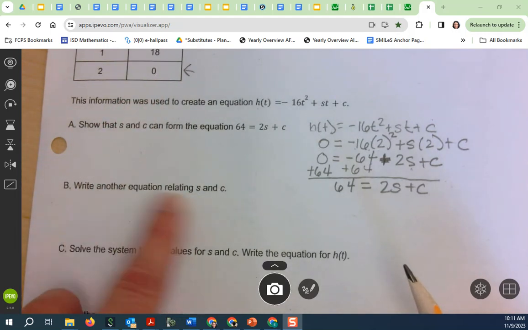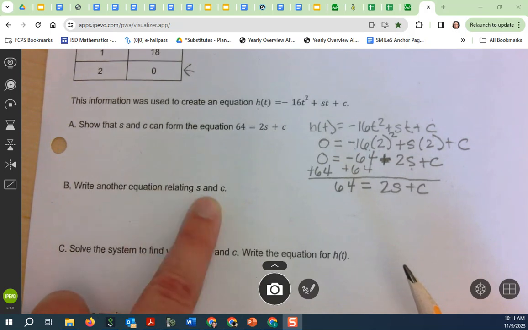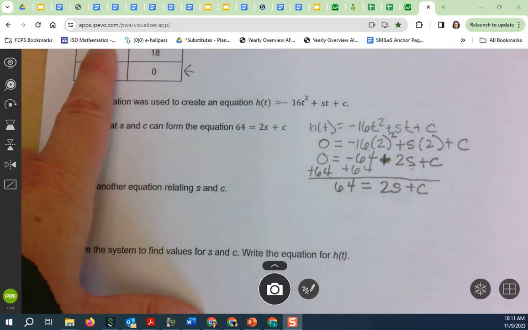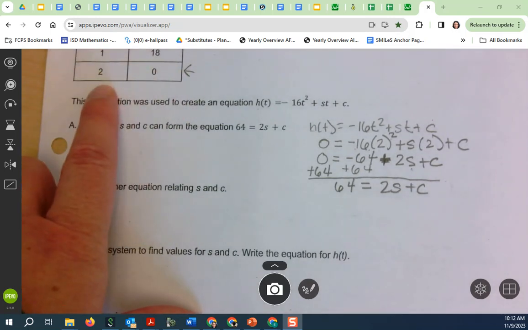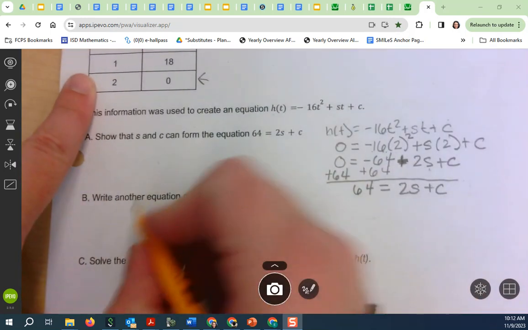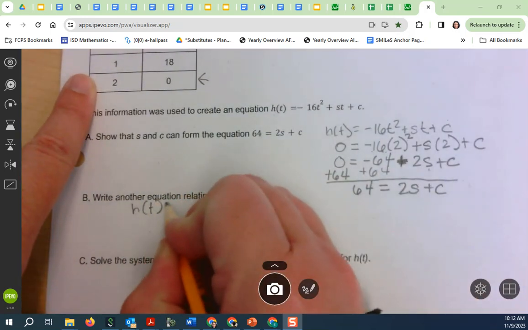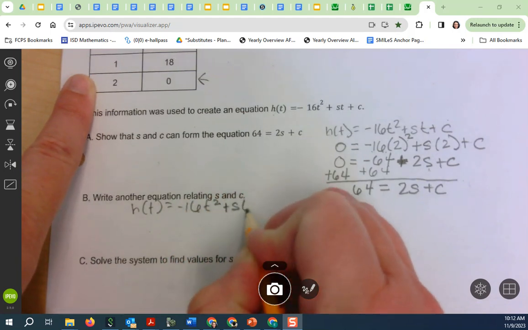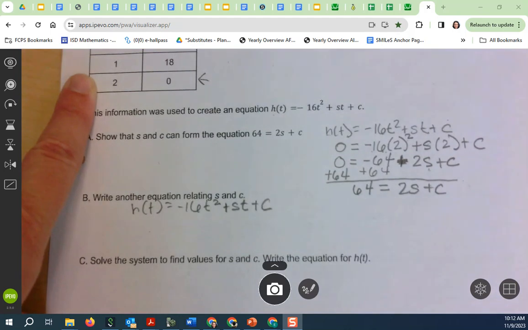It says write another equation using s and c. So I'm guessing I would probably use a different line. And you can use either of them, but which one might be a little bit easier? The 118, right? Because it doesn't have that decimal in it. So I'm going to use that one, but it would work with either. Okay? So another equation. So I'm still using h of t equals negative 16 t squared plus st plus c.